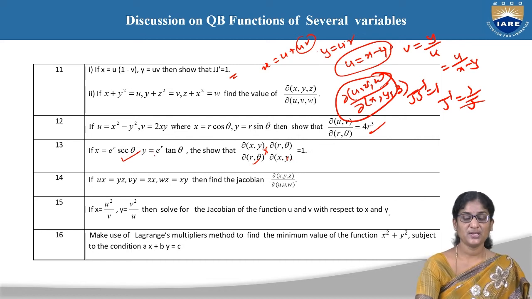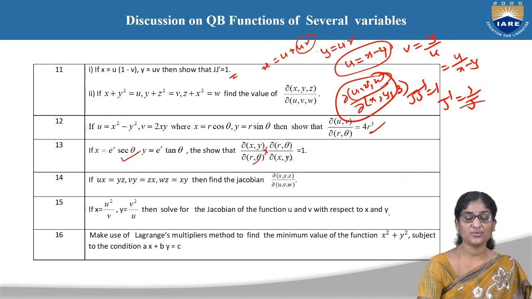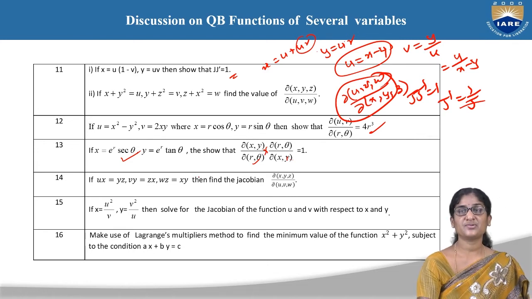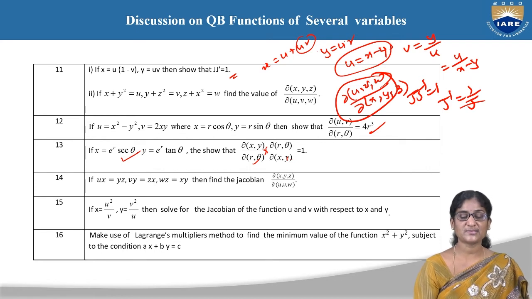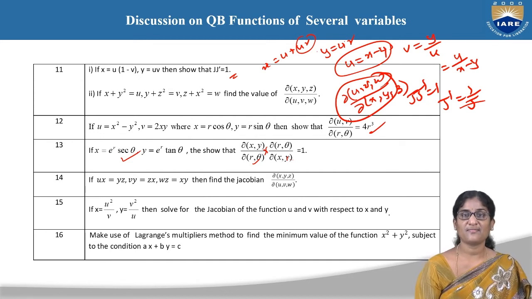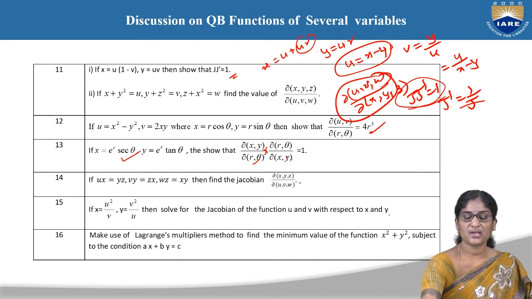Next is 14th question. If ux is equal to yz, vy is equal to zx, and wz is equal to xy. Find the Jacobian value. Bring this u, v, w on the left hand side. First, you try to bring the explicit nature of x, y, z with respect to u, v, w. If not possible, you can find out u is equal to yz by x, v is equal to zx by y, and w is equal to xy by z. Then find out the value. Then write the reciprocal by using this property, J into J dash is equal to 1. So that is how we can do this.